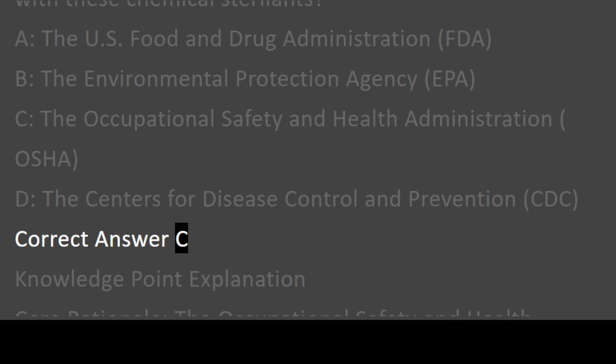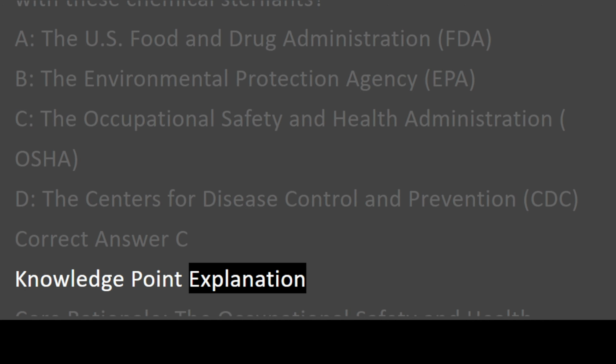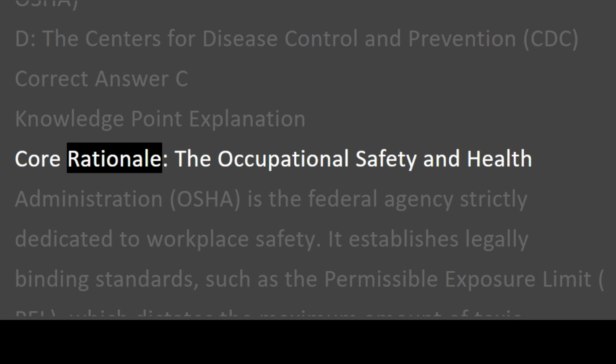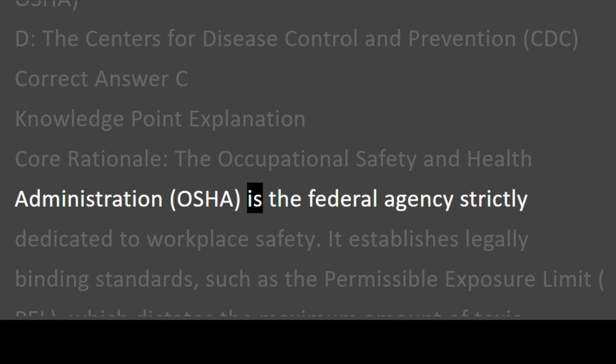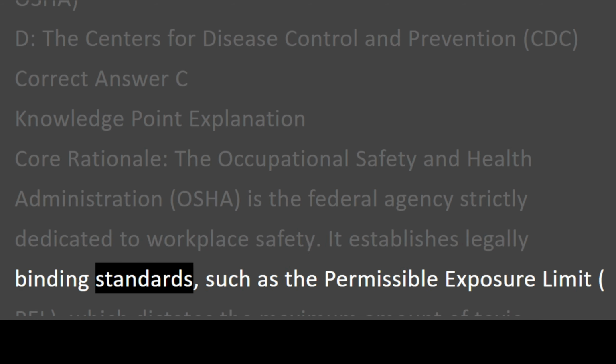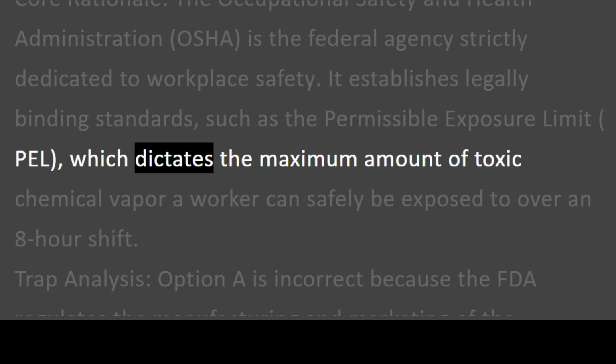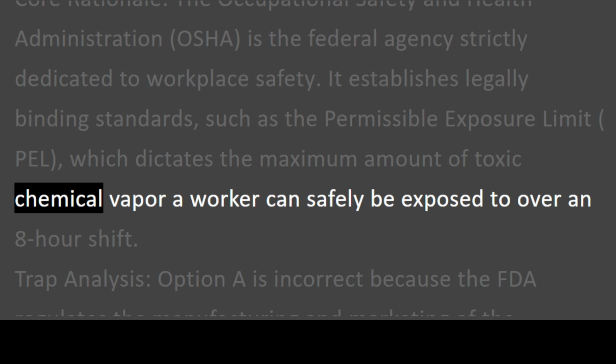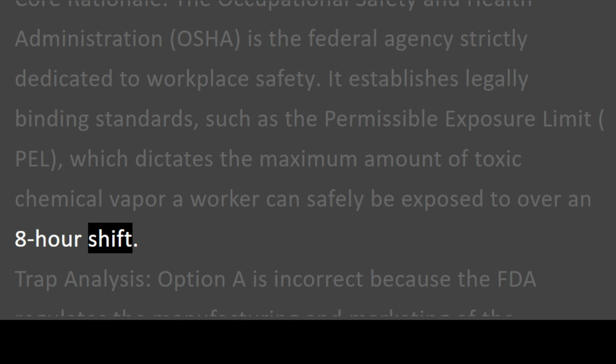Correct answer C. Knowledge point explanation. Core rationale. The Occupational Safety and Health Administration, OSHA, is the federal agency strictly dedicated to workplace safety. It establishes legally binding standards, such as the Permissible Exposure Limit, PEL, which dictates the maximum amount of toxic chemical vapor a worker can safely be exposed to over an 8-hour shift.